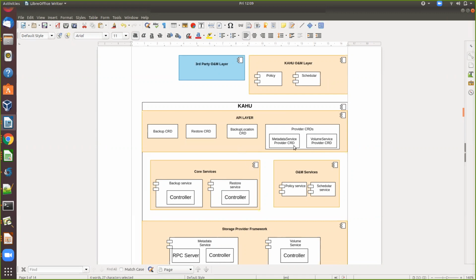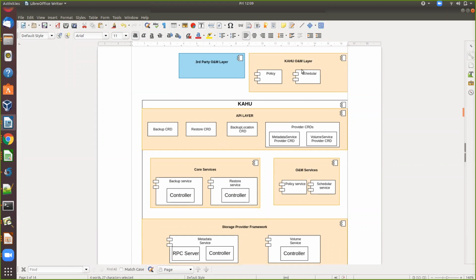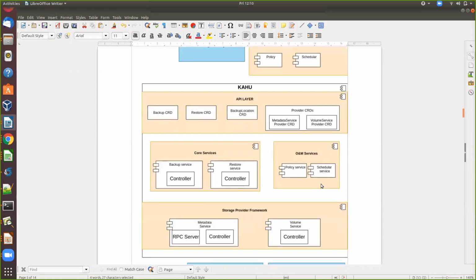At the core service, to achieve our backup and restore, there will be two services. One is for backup and one is for restore, and these will mainly work on the methodology of controllers. And at the O&M level, based on what O&M layer features we want to expose, there can also be some services. So these will be extensible pieces at the O&M service layer.